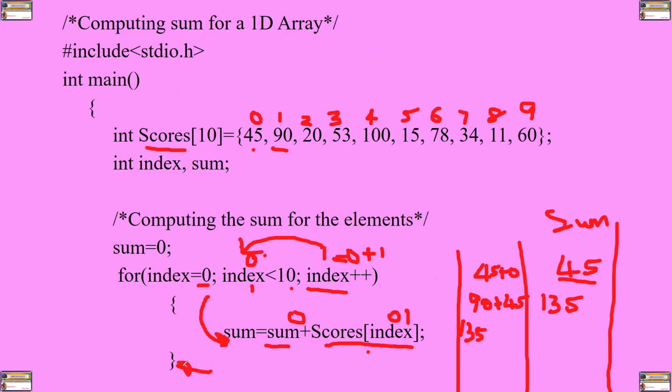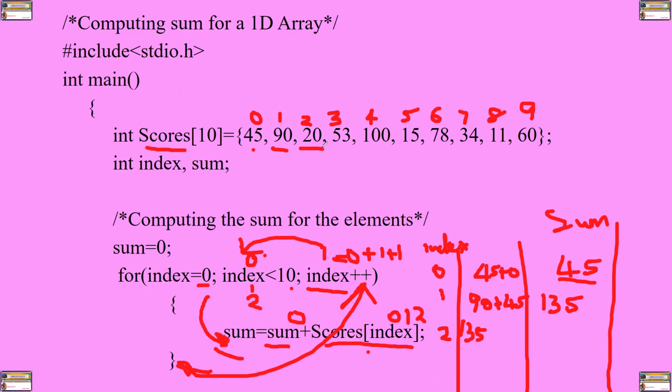And then once this is executed, we increment the value of index. So that is plus 1. 1 plus 1 becomes 2. So our current value of index is 2. Is 2 less than 10? Yes. So we repeat this activity. Remember, this is 0, this is 1, this is 2. This is index. So we go to the array and pick the element whose index is 2. So scores[2] is 20.